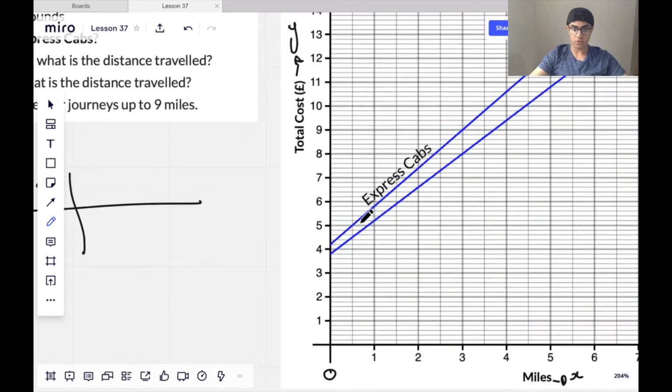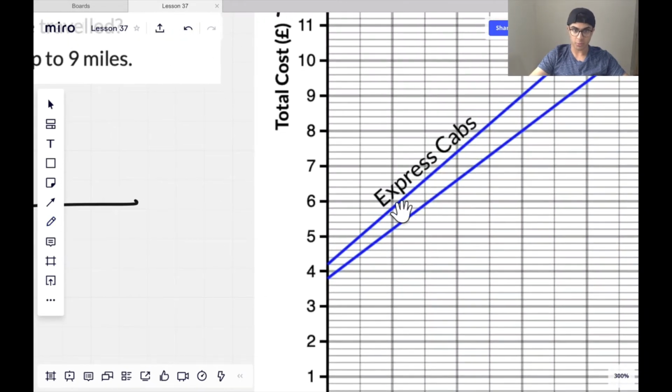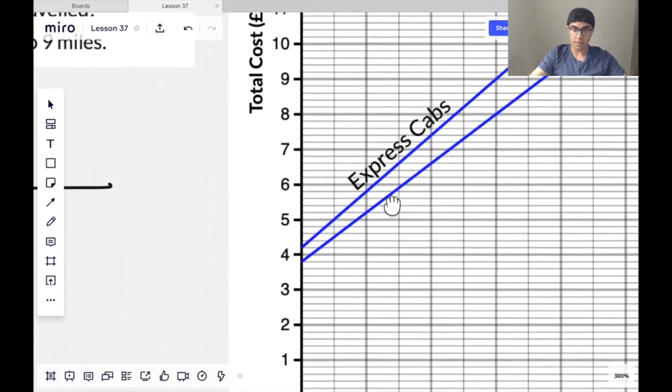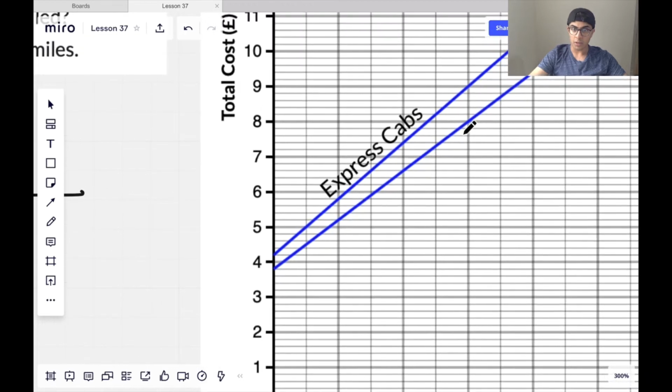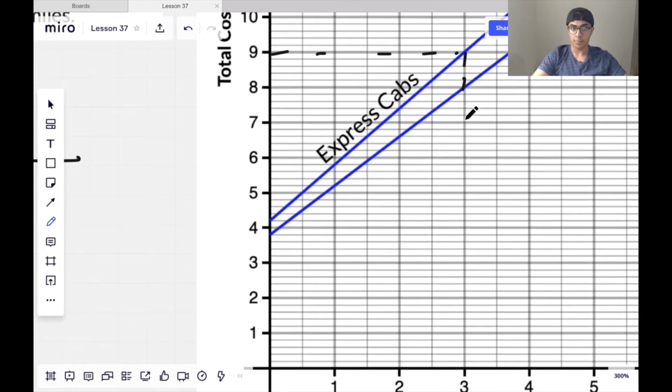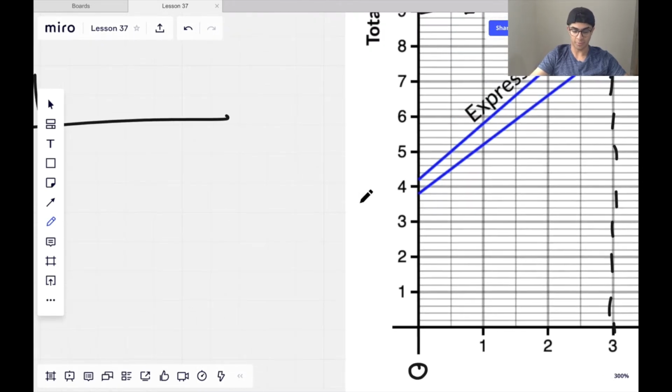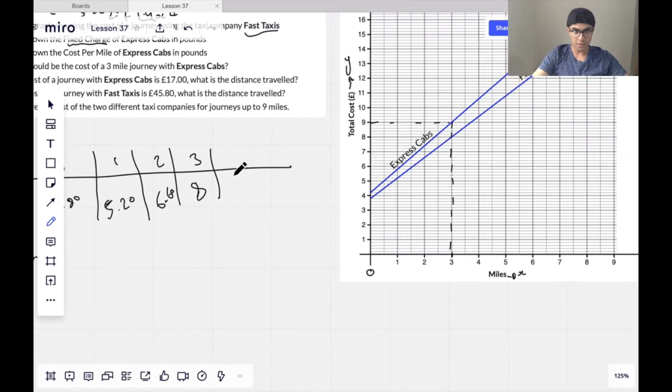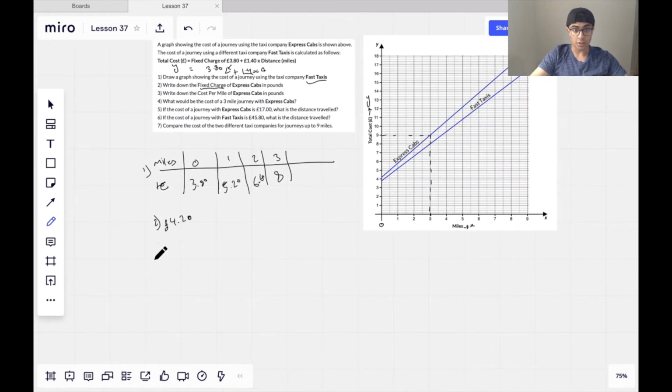So let's just zoom in. Let's pick some nice points. So we know this is 4.20. Let's pick a nice point, say up here. That's good. So it goes to 9, and then that's 3. So obviously you do this with a ruler. I'm afraid I don't have a ruler on this. So then you'd say something like, the cost per mile is the gradient.